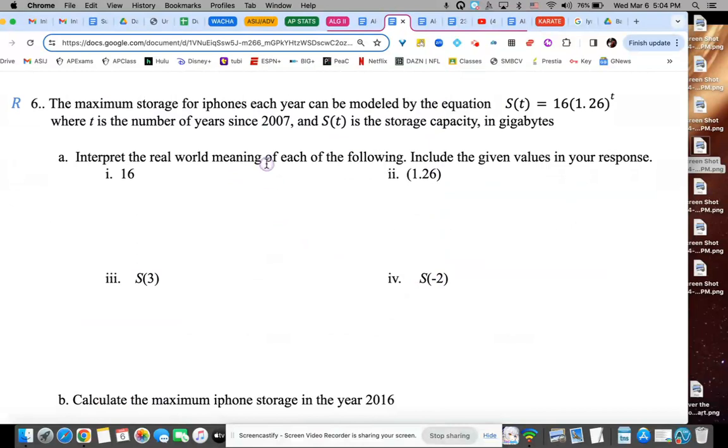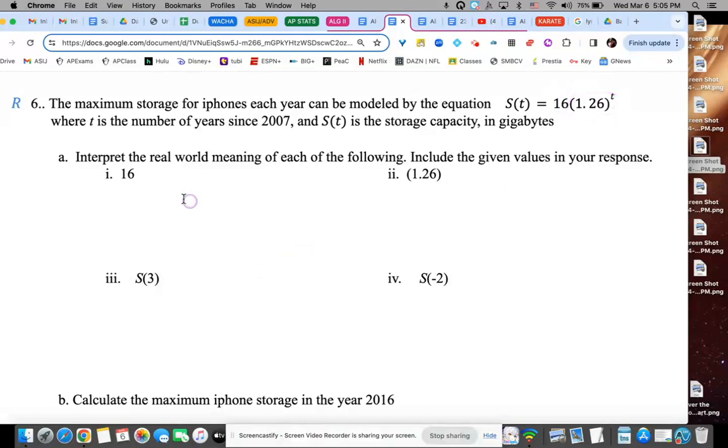Number 6, maximum storage for iPhones can be modeled. So they're giving you an equation. We can see this is exponential growth. I have a 26% rate. I'm assuming it's a yearly rate, which it is. So that's a yearly rate. I'm starting with 16, what are we starting with? Gigabytes. So in the beginning, we had 16 gigabytes, and then we're increasing by 26% per year.